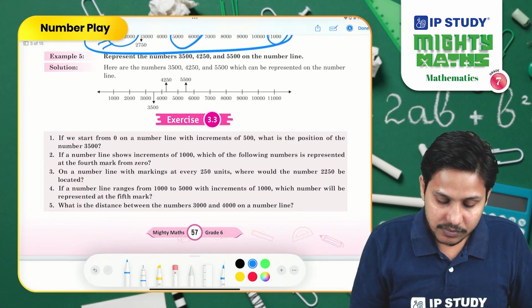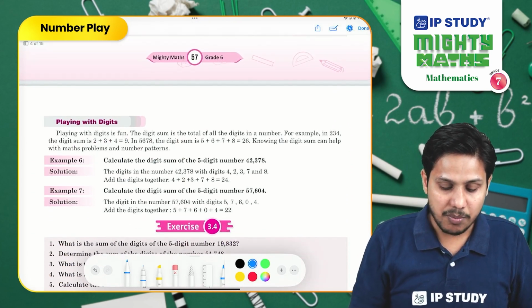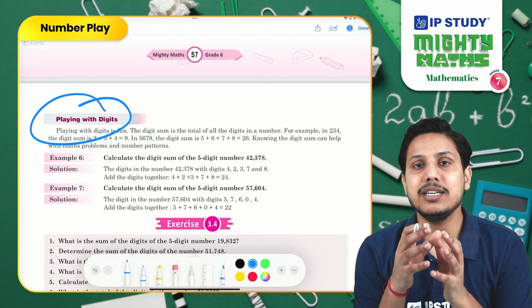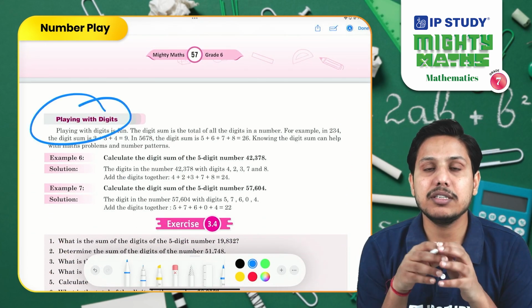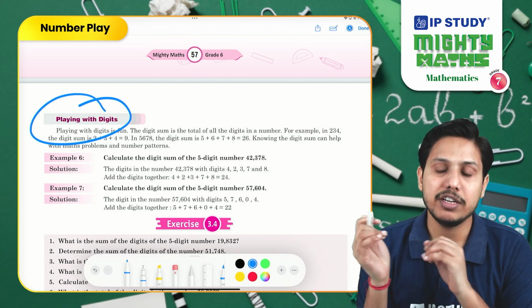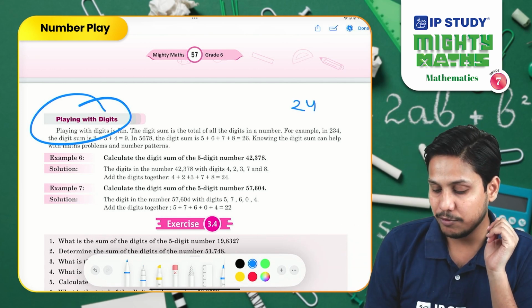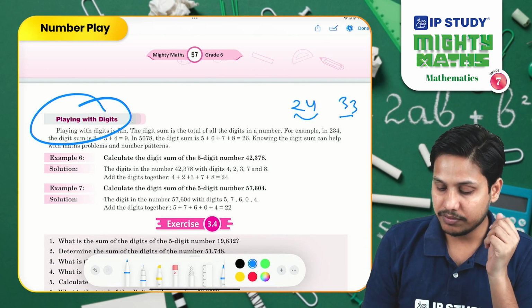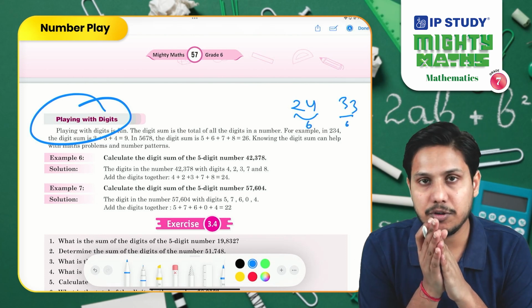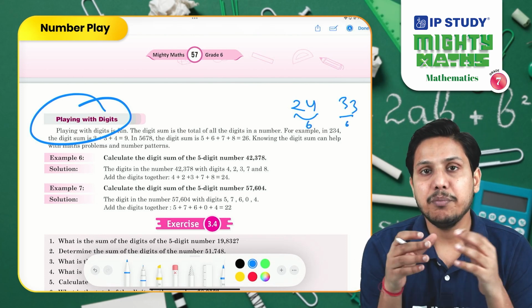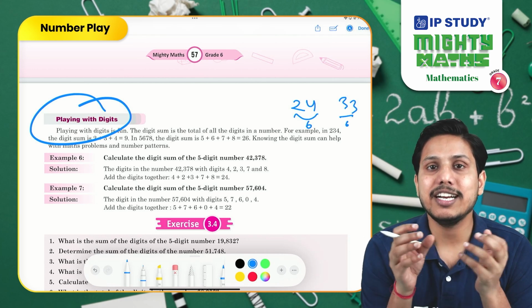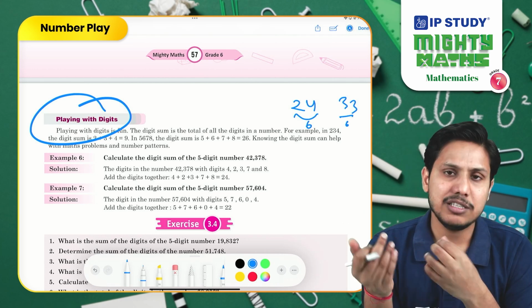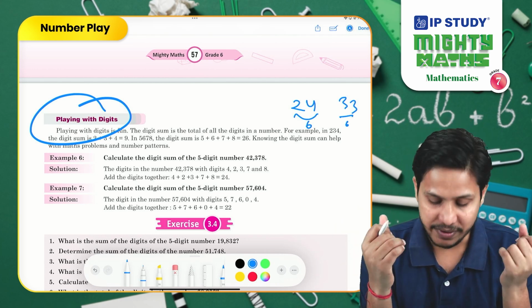Now moving to the next topic, playing with digits. Students, sometimes different numbers result in the same sum of digits. Let's suppose we have 24 and 33, both have the same sum. The sum of digits is 6 for both of them. So sometimes many numbers can result in the same sum of digits, and this is also a fascinating property of numbers.